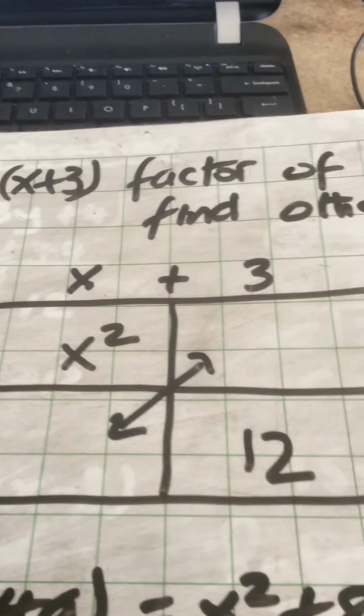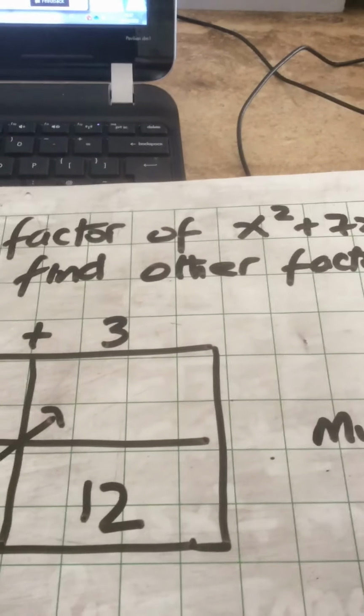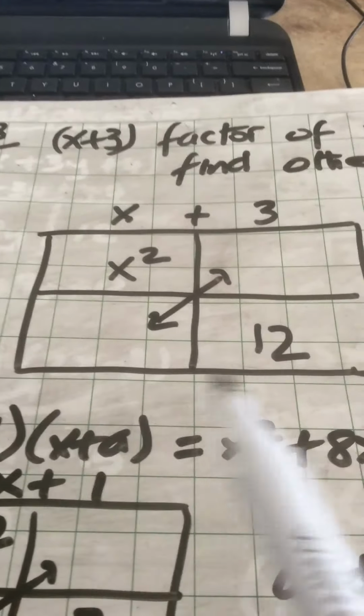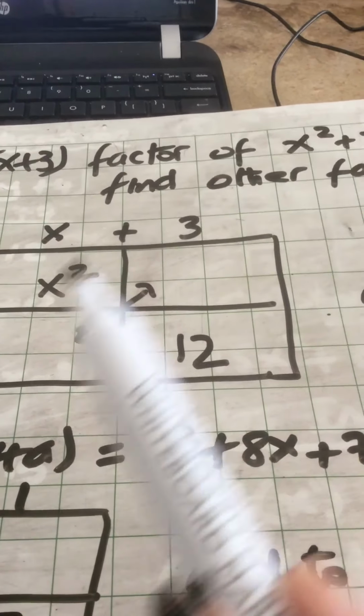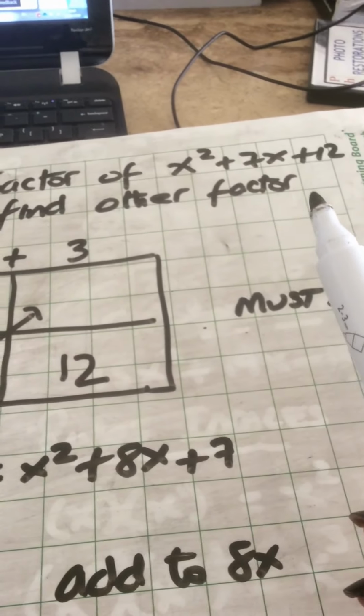Right, question 12 says that x plus 3 is a factor of x squared plus 7x plus 12. You're asked to find the other factor. So you'll do this using your box method. So do out your box. You have your x squared from up here. Put x squared into the first box. Into the last box, you put in 12.